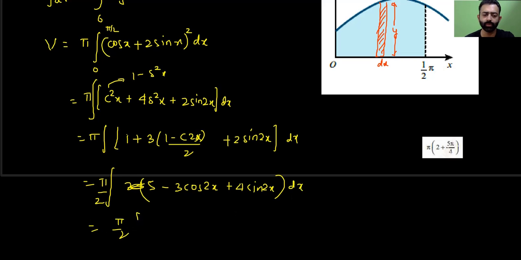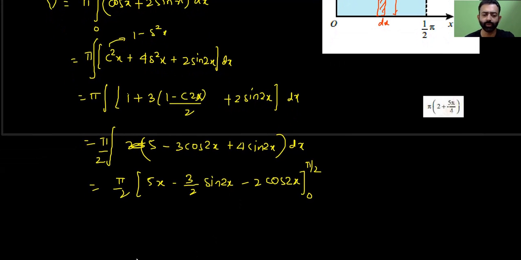So pi over 2, after integrating this you will get 5x minus, the integral of cos 2x is sin 2x by 2, so minus 3 over 2 sin 2x, and the integral of sin 2x is minus cos 2x over 2, so minus 2 cos 2x, from 0 to pi by 2. Applying the limits, you will get pi by 2 as outside, 5 pi by 2 minus, sin 2 into pi by 2 is sin pi, sin pi is 0, minus cos pi is minus 1, so plus 2.